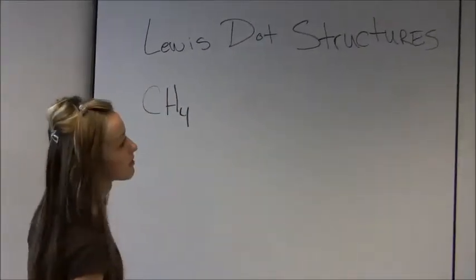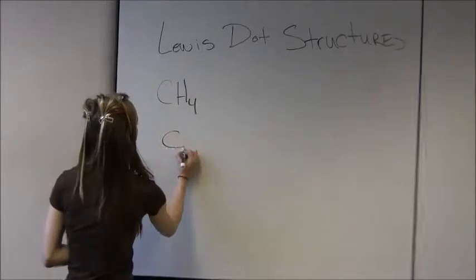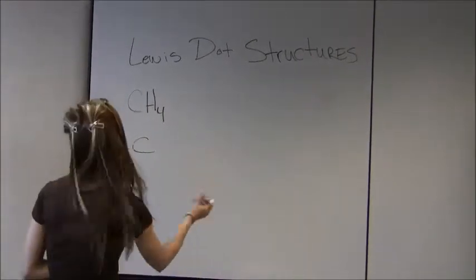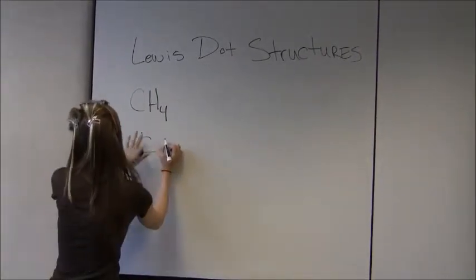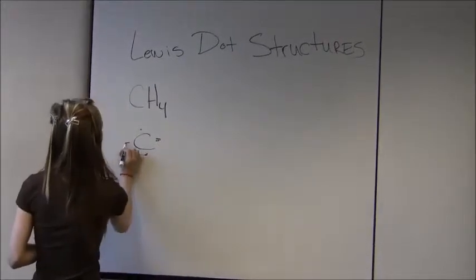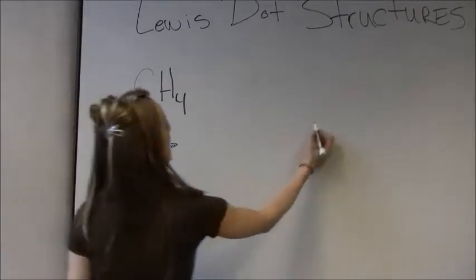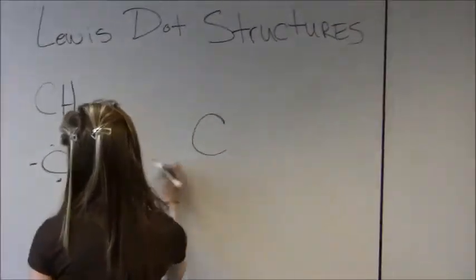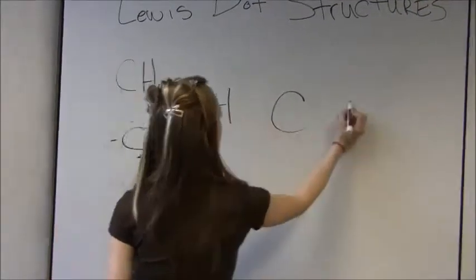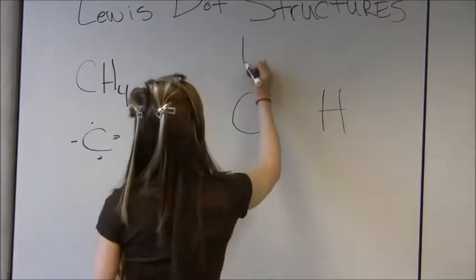Okay, I'm going to be doing the Lewis structure for CH4, also known as methane. In this you have your carbon and your hydrogen. Carbon has 4 valence electrons, and each hydrogen has 1, but you have a total of 4. So how you connect them is you have a C, and then you have an H on all sides.